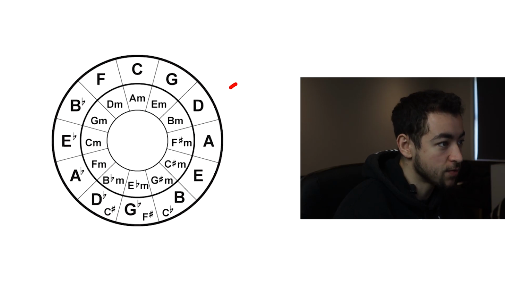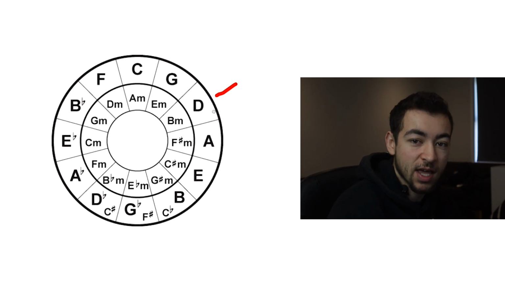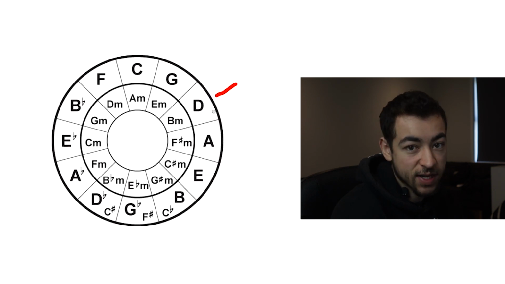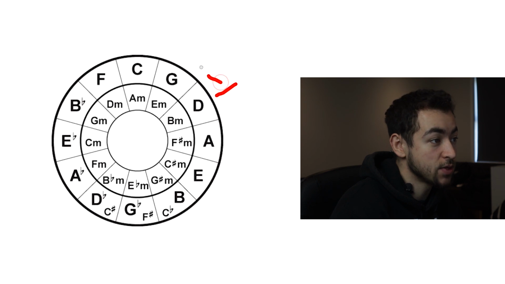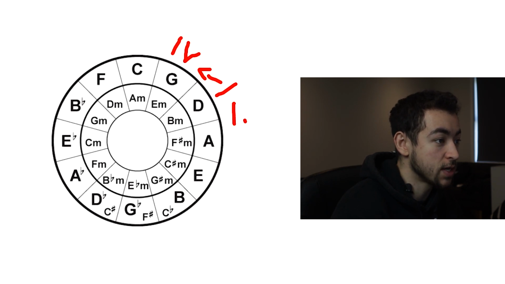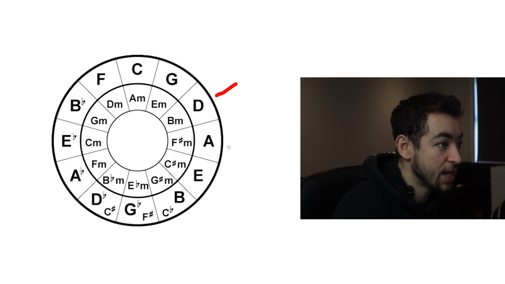Now you can use the circle of fifths to work out the chords in any key. So let's take the key of D, for example. D is obviously chord number 1. And the most popular chords in pop music and modern music, I guess, are chords 1, 4, and 5. So to work out chord 4, all we have to do is go anti-clockwise and we get chord 4. And to get chord number 5, we go clockwise and we get chord number 5 here. So we have chord number 1, which is D, chord number 4, which is G, and chord number 5, which is A. And you can do that anywhere.